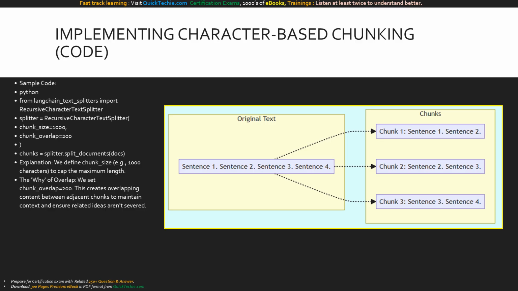Let's visualize how overlap works. The top box represents our original continuous text. Below, we see the generated chunks. Notice how sentence 2 exists at the end of chunk 1, but it is also duplicated at the beginning of chunk 2. The same happens with sentence 3 between chunks 2 and 3. This duplication is the overlap in action. It guarantees that the AI has the surrounding context, regardless of which specific chunk it retrieves from the database.